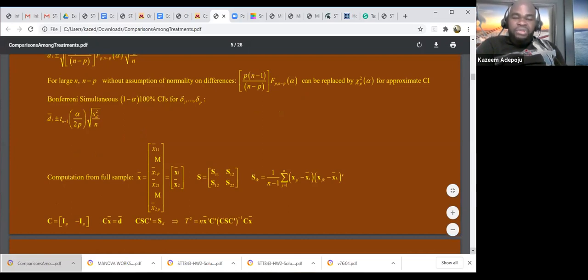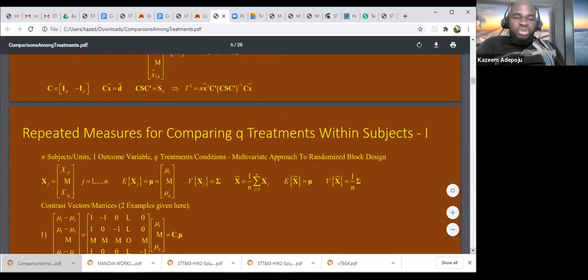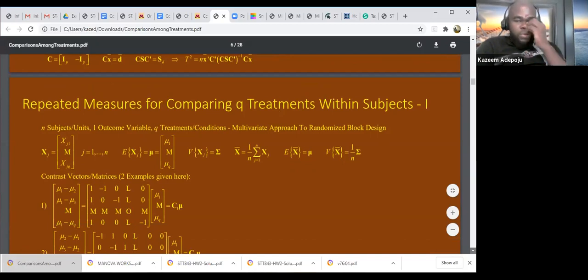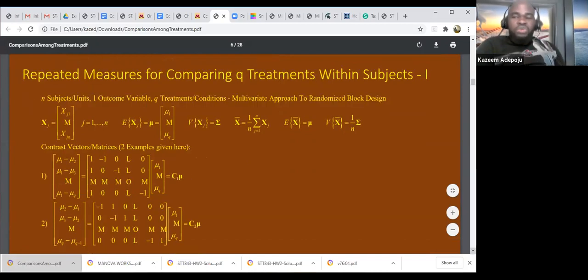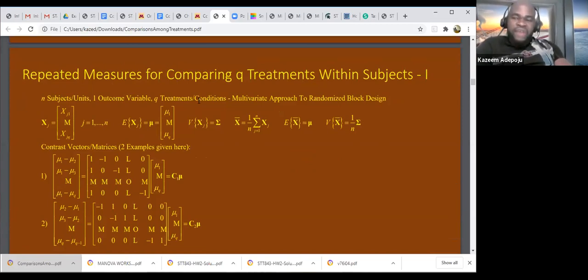So I think you can see that right now. Before I move to the repeated measures for comparing Q treatments within subjects, is there anyone who needs clarification on what I just delivered right now?